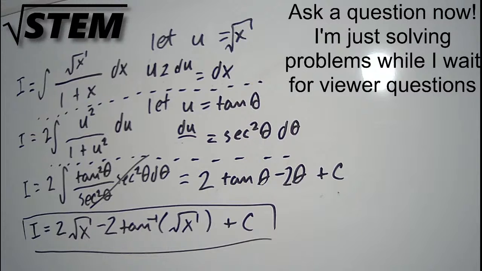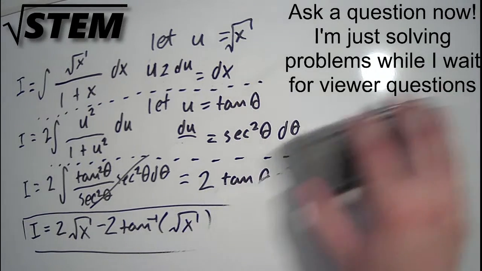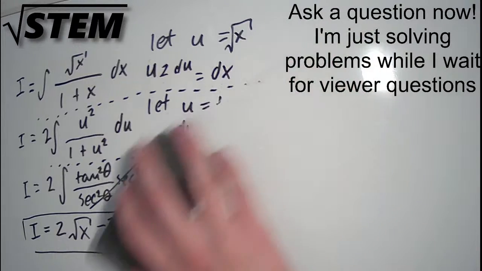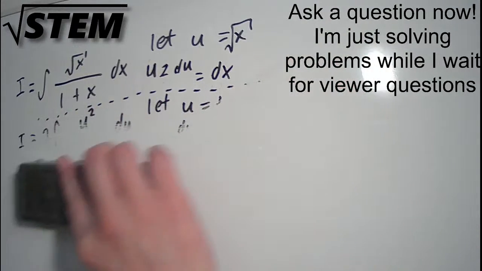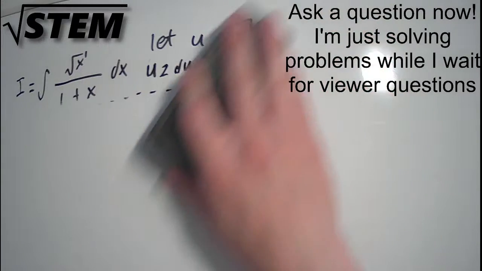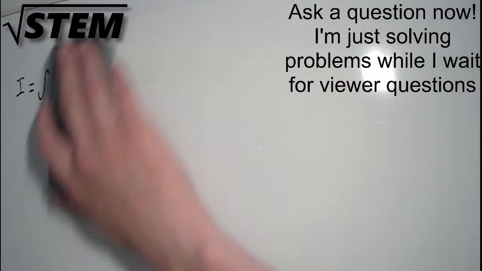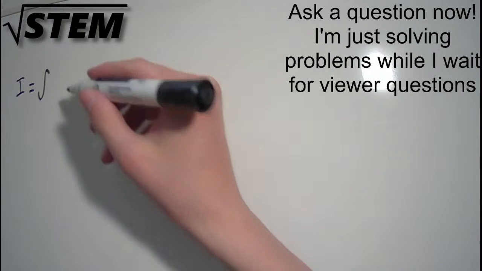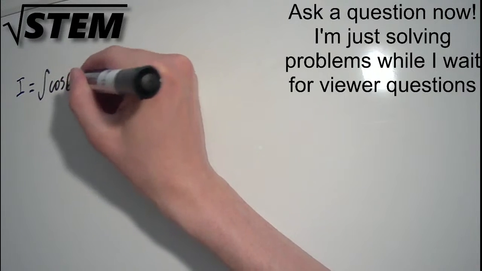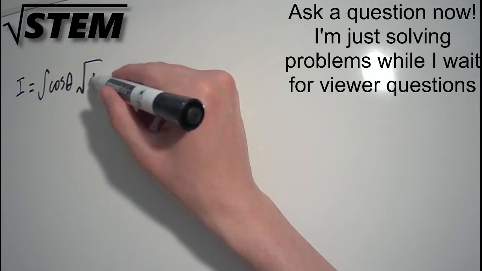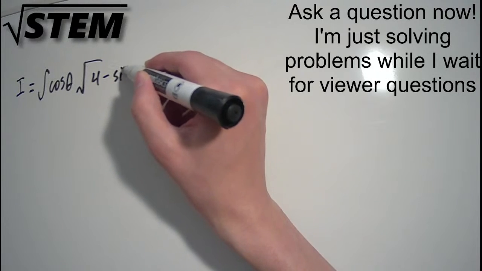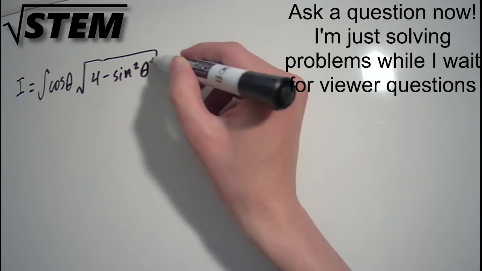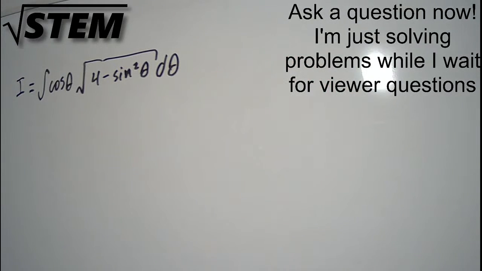Okay, I think we'll end off with one more, the easy one that I was saving. Easy. I don't know for sure, but it looked like it wasn't going to be too crazy. So we have cosine of theta times the square root of 4 minus sine squared of theta d theta.